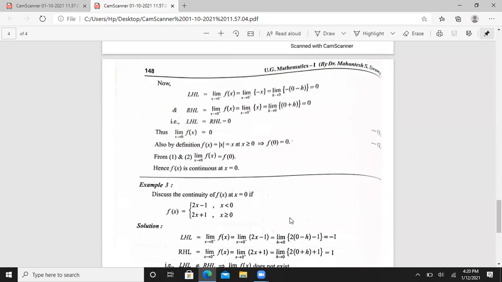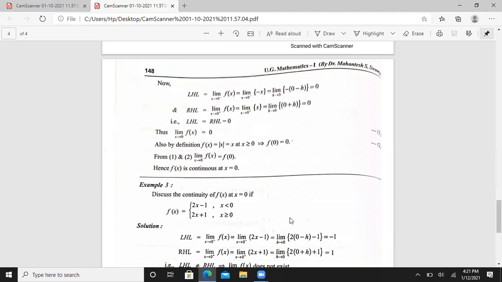Okay, see here. We take the formula, the left hand limit and right hand limit. LHL first we take now. LHL is equal to limit of x tends to 0 minus f of x, equal to limit of x tends to 0 of the function, and the first one is minus x. That is equal to limit of h tends to 0 of minus x, applying the limit x tends to 0, 0 minus h, that is equal to 0.